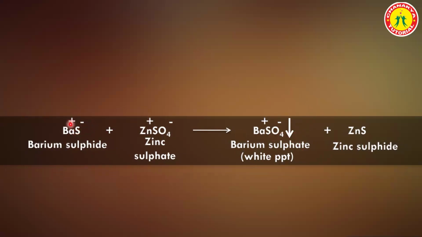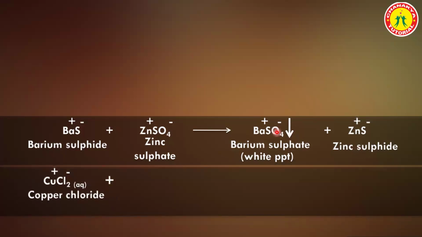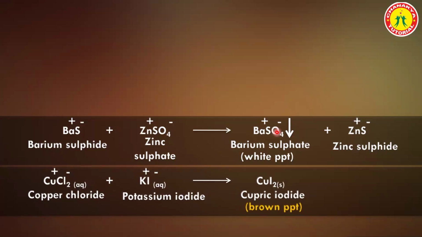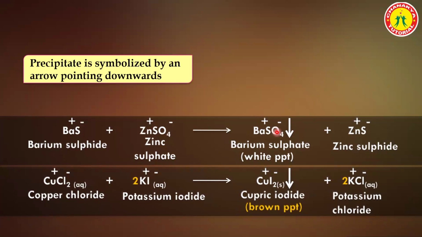So in this double displacement reaction, barium 2 plus combines with sulfate and zinc 2 plus combines with sulfide and forms zinc sulfide and barium sulfate. Similarly, copper chloride reacts with potassium iodide. There is exchange of ions and it forms cupric iodide, which is a brown precipitate indicated by downward arrow, plus potassium chloride. So these are examples of double displacement reaction. Always remember to balance the chemical equation.